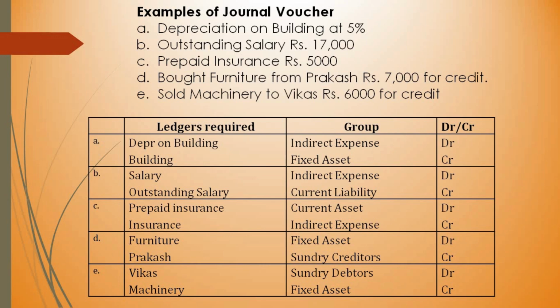The next one: sold machinery to Vikas for rupees 6,000 on credit. Here machinery is one account and Vikas is the other. Machinery is an asset, because it is going outside. Debit what comes in, credit what goes out. We are selling it, it goes outside, so it is on the credit side. The other account is Vikas account. It comes under sundry debtors.